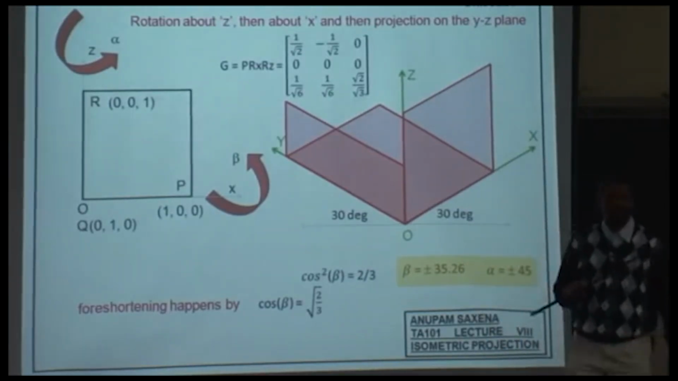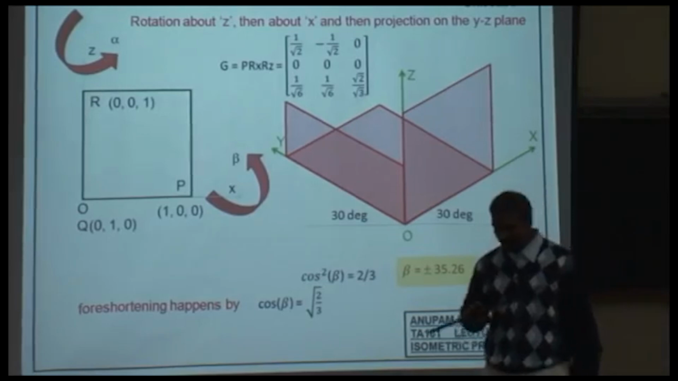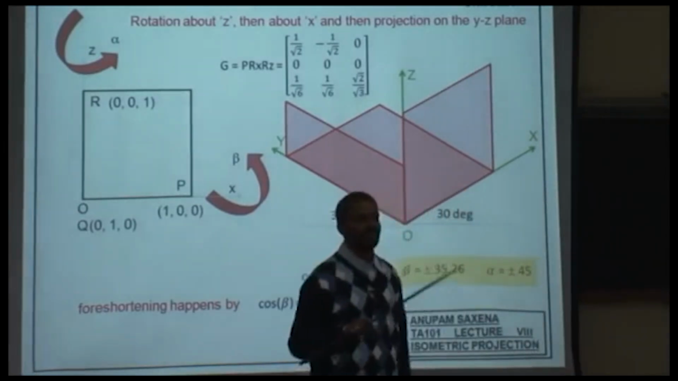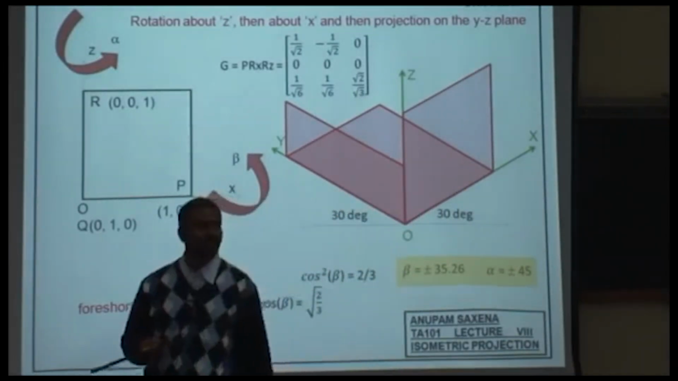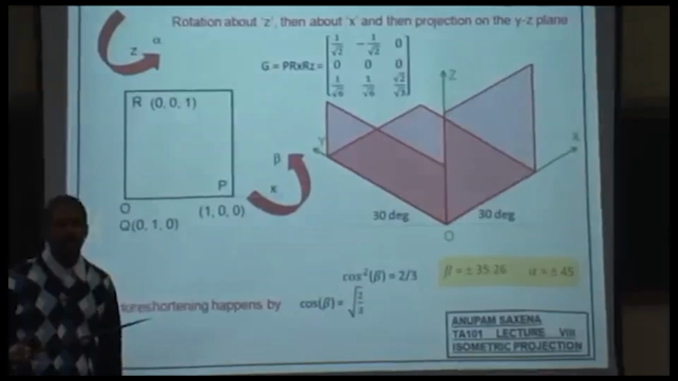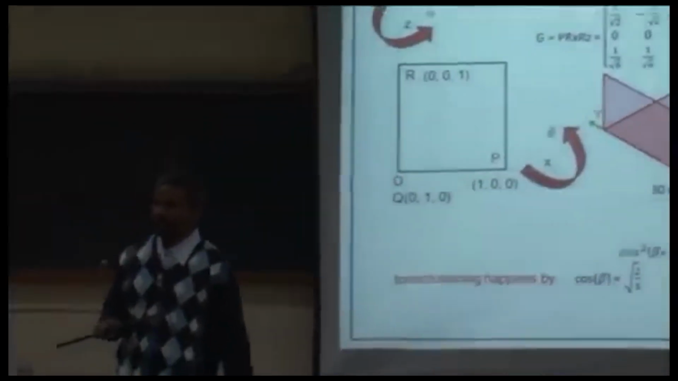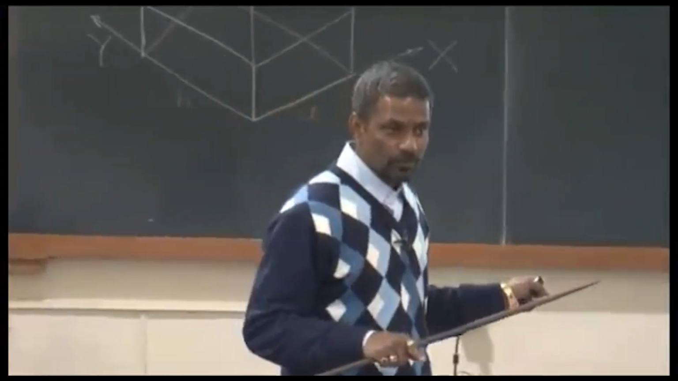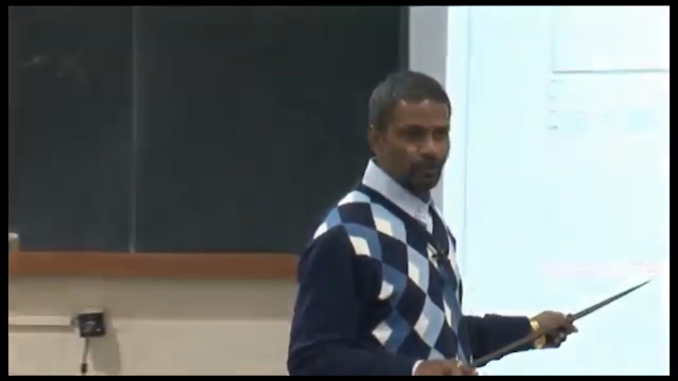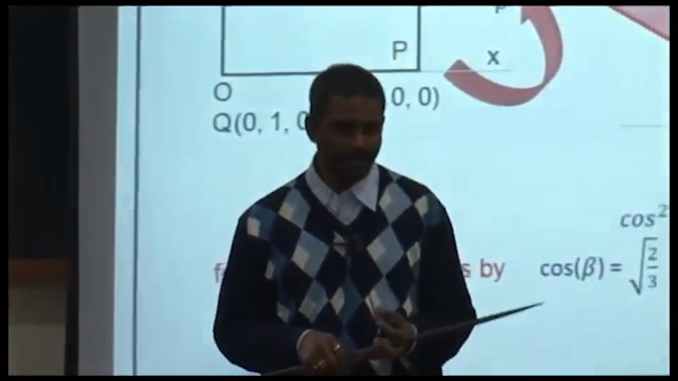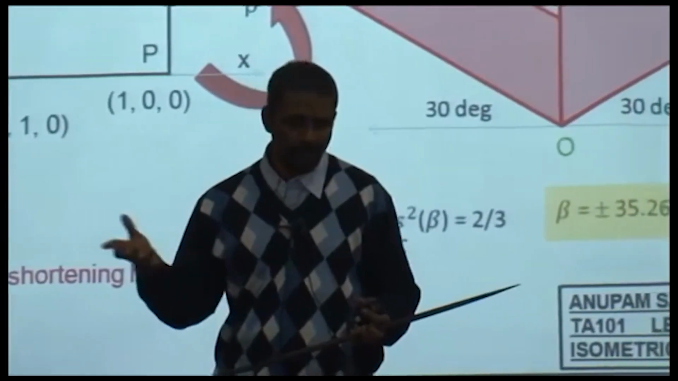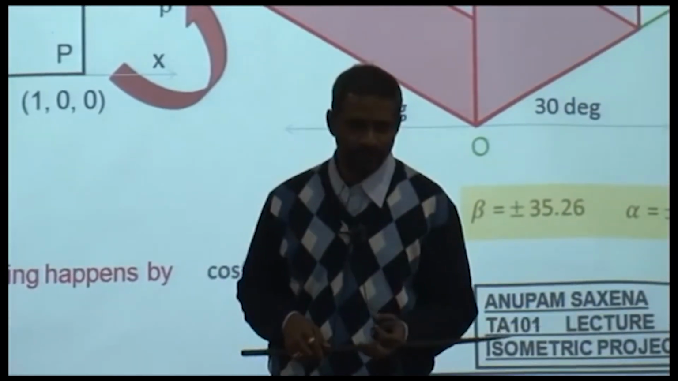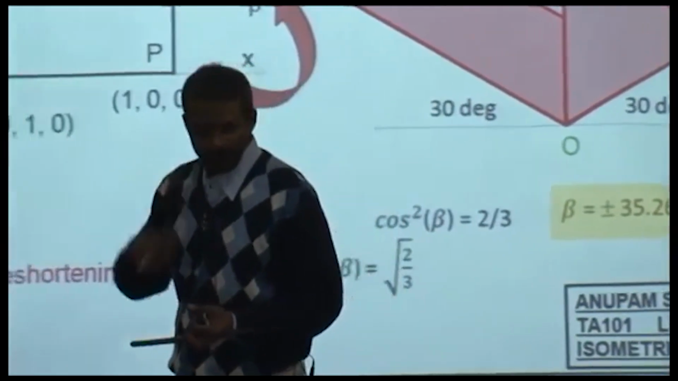Okay? And at this point, I would like to differentiate between something called the isometric drawing and isometric view. In an isometric drawing, you would be using that foreshortening factor. In an isometric view, it's okay for you to use true length. The object just gets scaled by root 3 over root 2, that's all. Okay? The other way around.